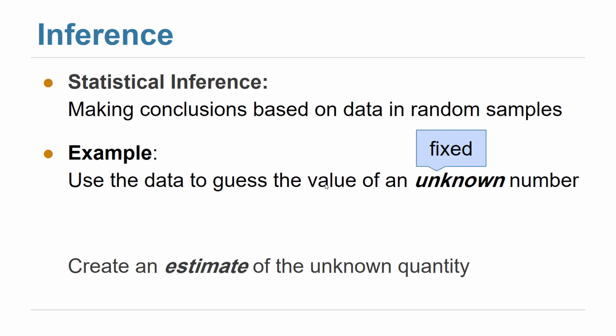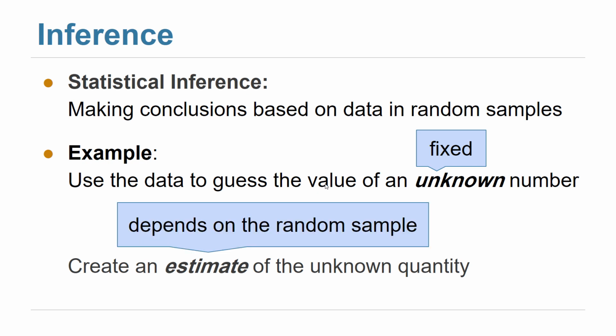So the unknown number about the data is fixed. The estimate depends on the random sample that I will get. So I have a population. That population has a specific quantity. I might not know it, but it is fixed. There is a number that I don't know, but it is one number. That is called the parameter of the data, as we'll see on the next slide.